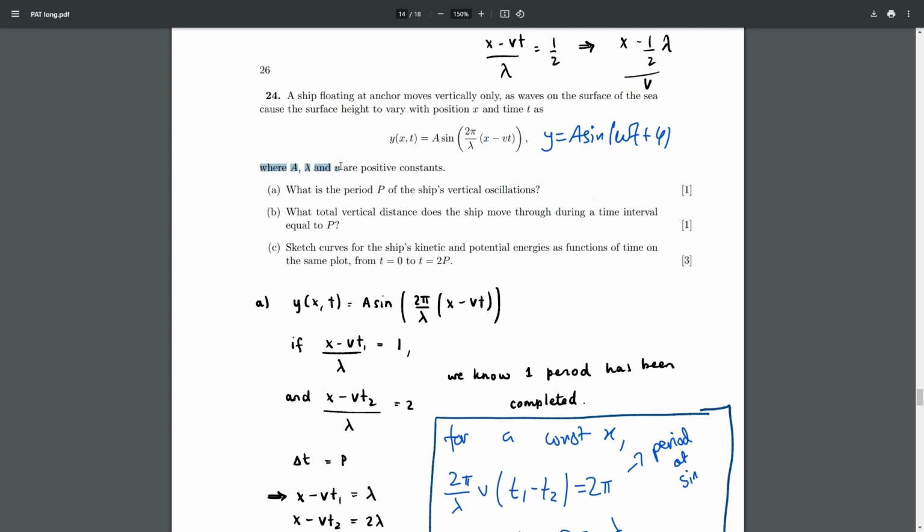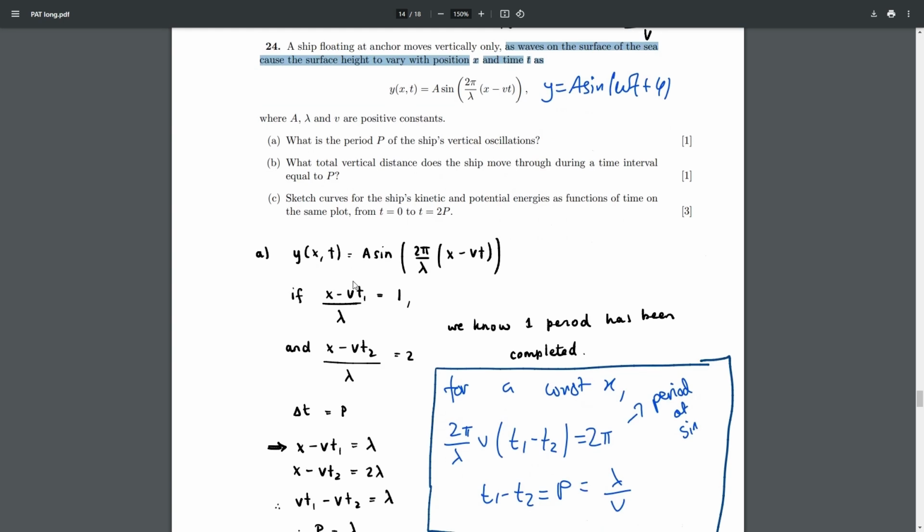And A, lambda, and v are positive constants. We're asked for the period P of the ship's vertical oscillations. An important thing, we've already said, is that the ship is anchored, and the waves are what move along the surface height. But the ship is going to move in phase with the waves, of course. When the waves are low, the ship will be low. When the waves are at equilibrium, the ship will be at equilibrium. And when the waves are high, the ship will be high.